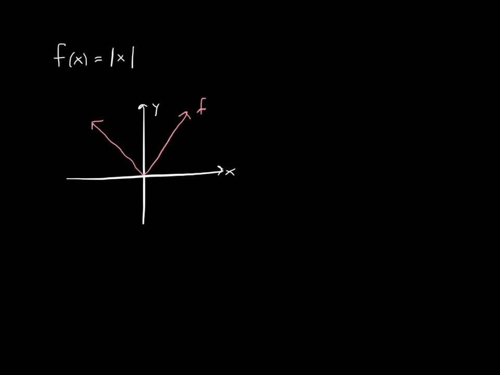Now we know that f is continuous at x equals 0. We know that visually because we can draw this function without lifting our pencil, and we also know that because the limit is 0, the function value is 0, which means that the limit and the function value are equal. So we definitely have continuity here, but we do not have differentiability.